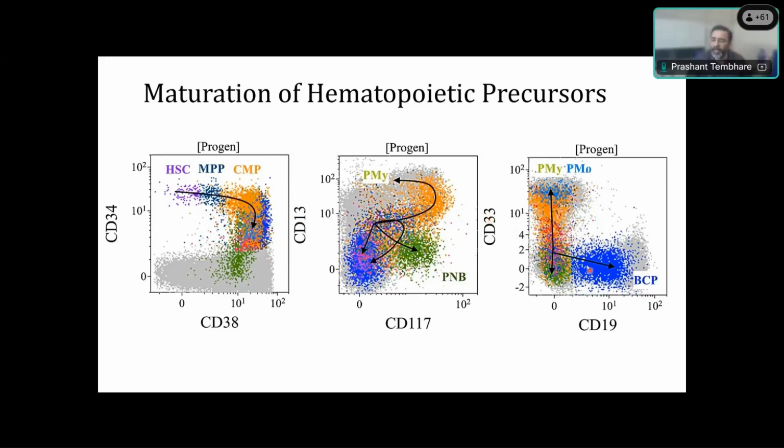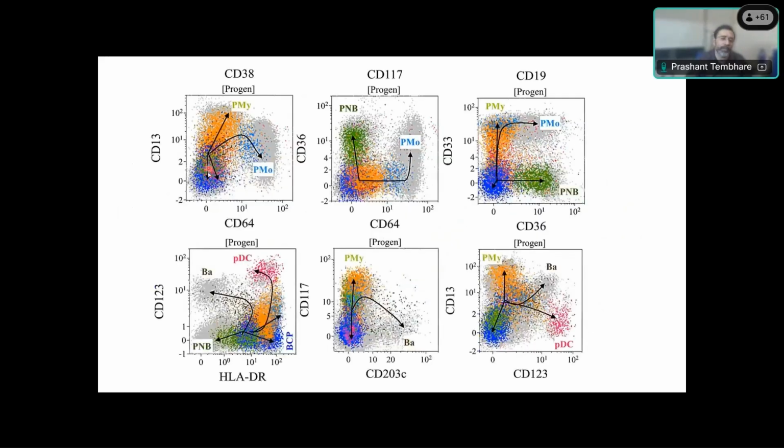If you combine CD33 and CD19, you will see there are B cell precursors which are CD19 positive, and monocytic and myeloid precursors which will be CD13 positive. The same way, if you combine CD64 and CD13, you will see some cells becoming monocytic precursor, some cells becoming promyelocytic precursor. If you use CD36, you will see some cells maturing toward erythroid precursor. Same way, if you use CD203, you will see some cells showing maturation toward mast cell and some toward basophil. If you combine CD123 and HLA-DR, you will see the differentiation toward PDC as well as basophil. So using this combination, you can look at the maturation.